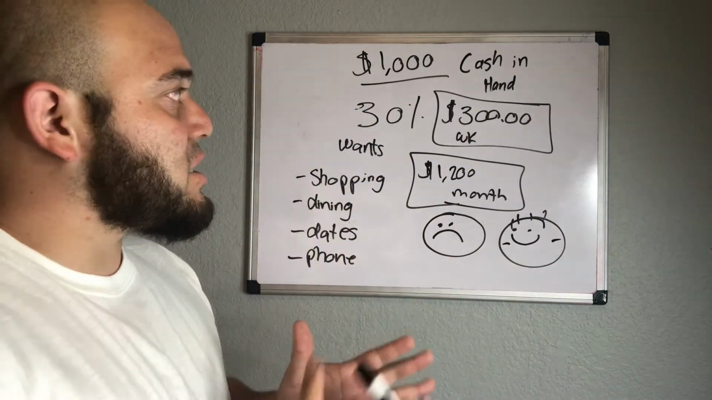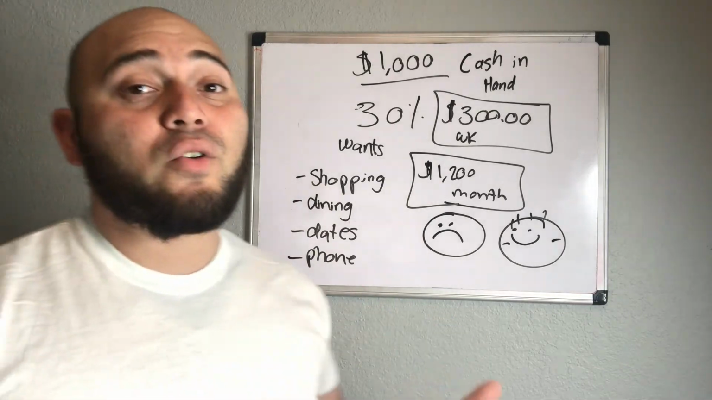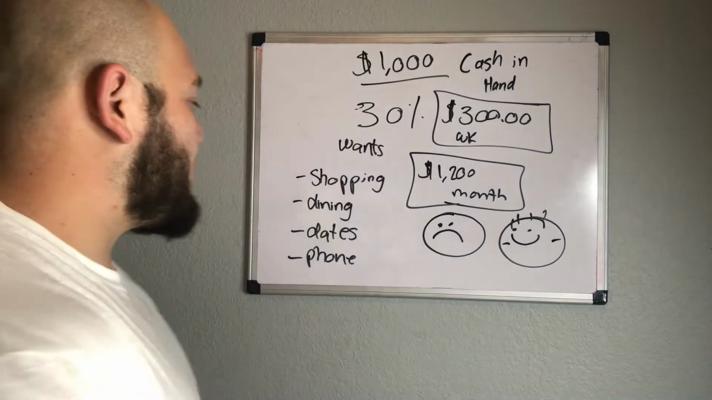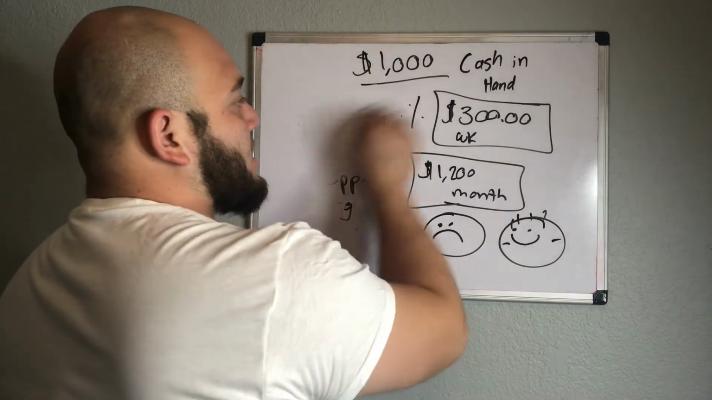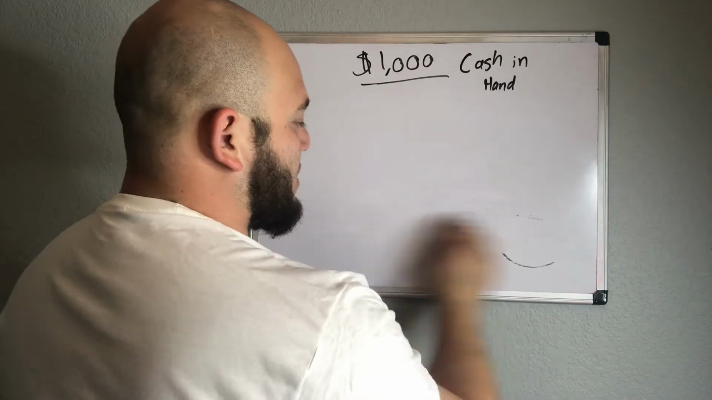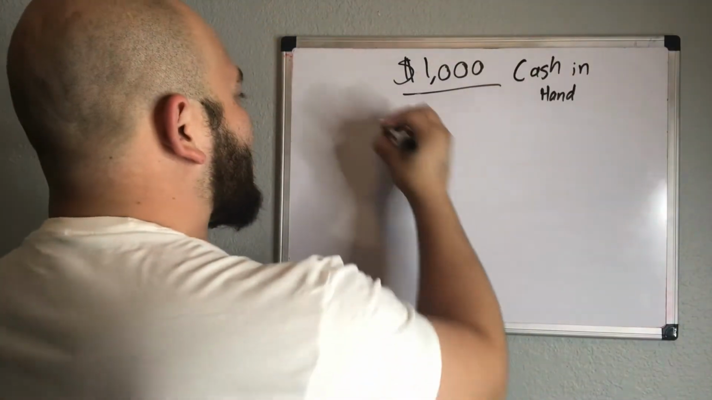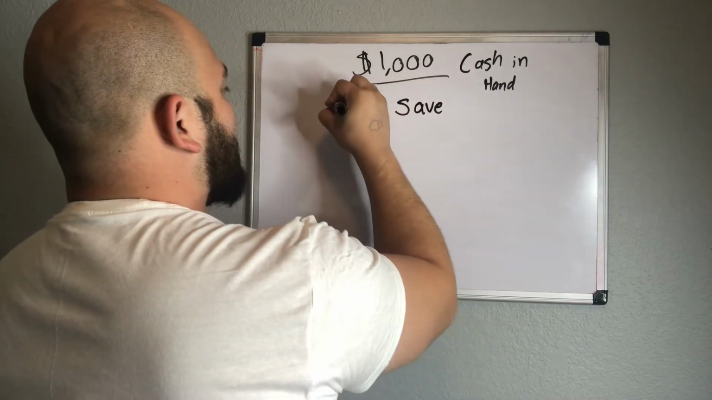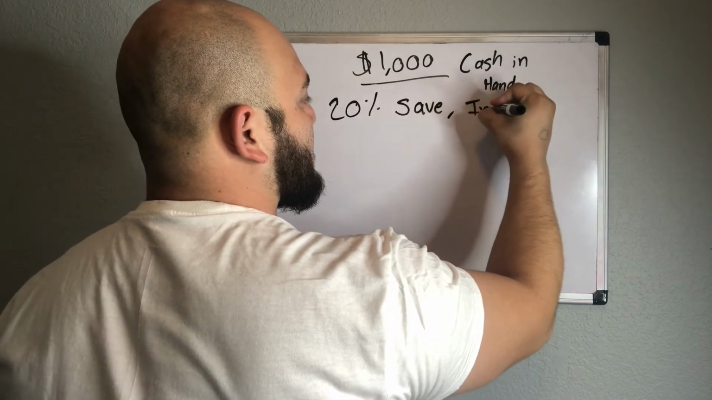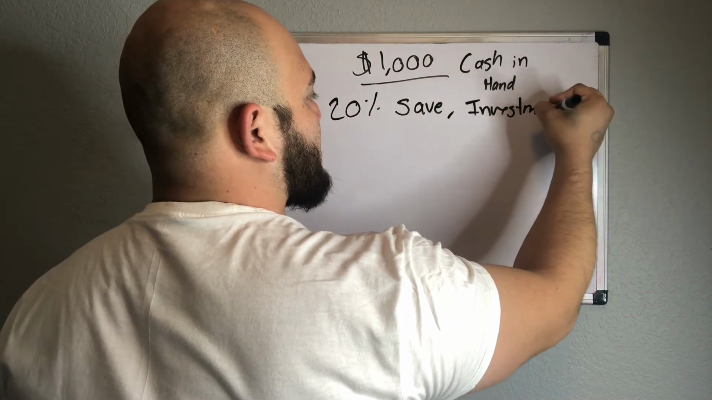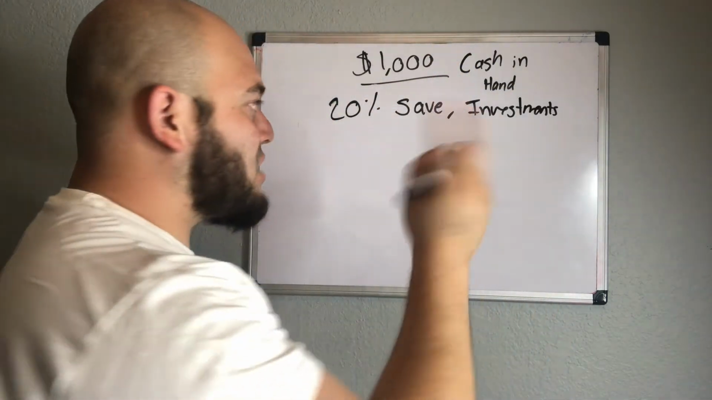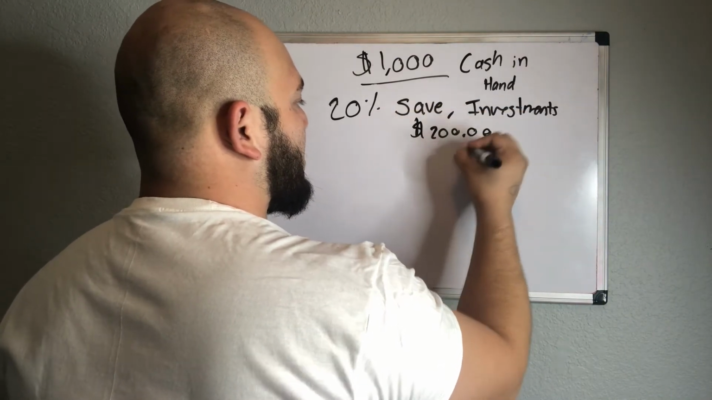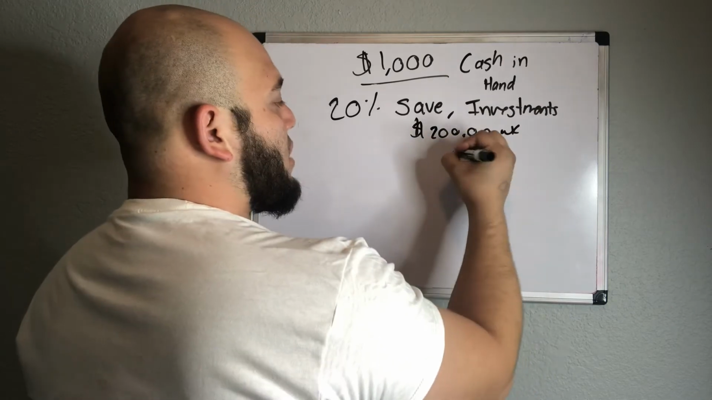So with this, it's just making sure you're still living your best life and you're still doing what you want, making sure you're happy, all right? Wants. Now the last 20% is basically your savings. I drew the happy face, good, huh? Is your savings or your investments? Investments, all right? 20% of $1,000, $200 a week, or it could be $100 a month.